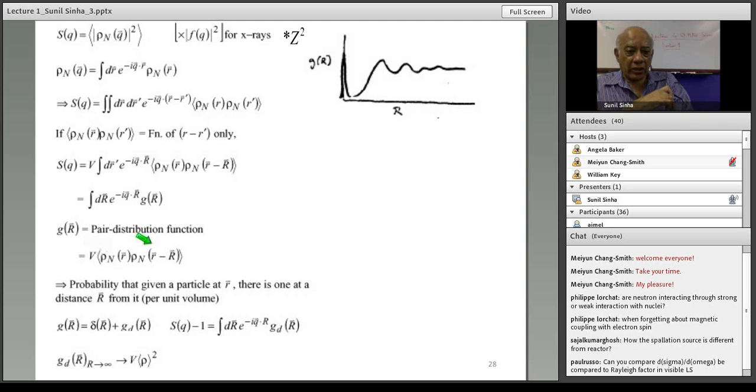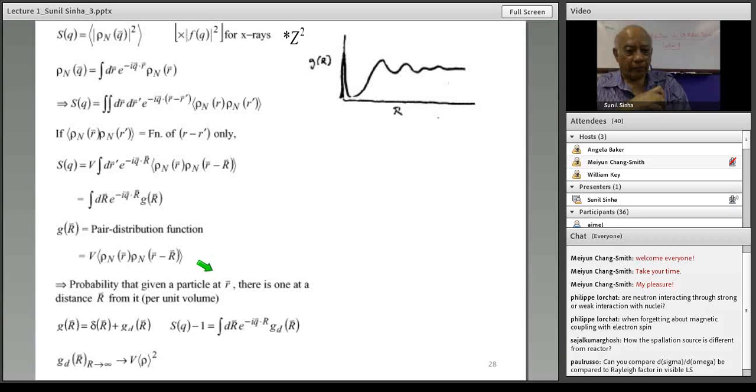The density at r times the density at a distance capital R away, averaged over all initial positions, little r. So imagine that you take two points in the sample a fixed distance apart and average this correlation over the whole sample, keeping that distance constant. That's a function of that distance, and that's g of r. So it's actually the probability that given a particle at r, there is one at a distance vector r from it per unit volume.